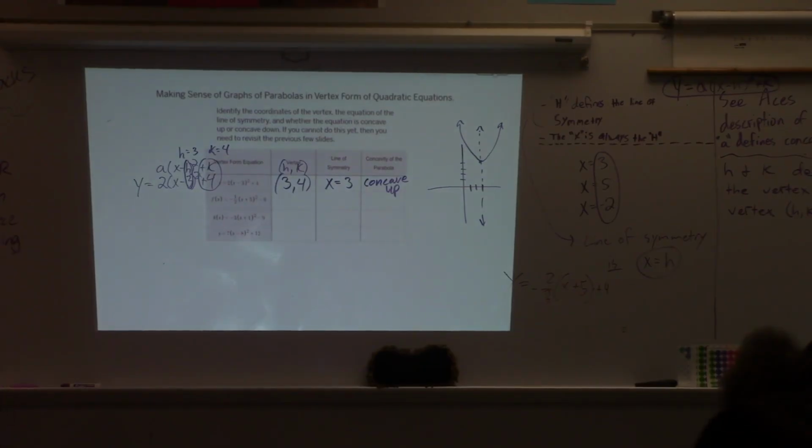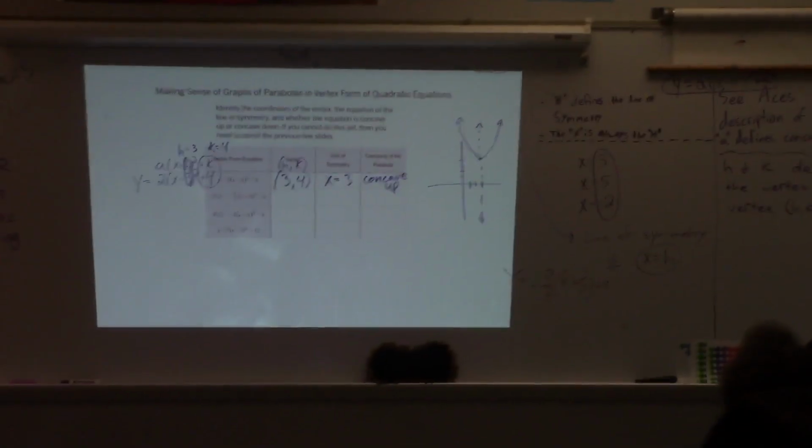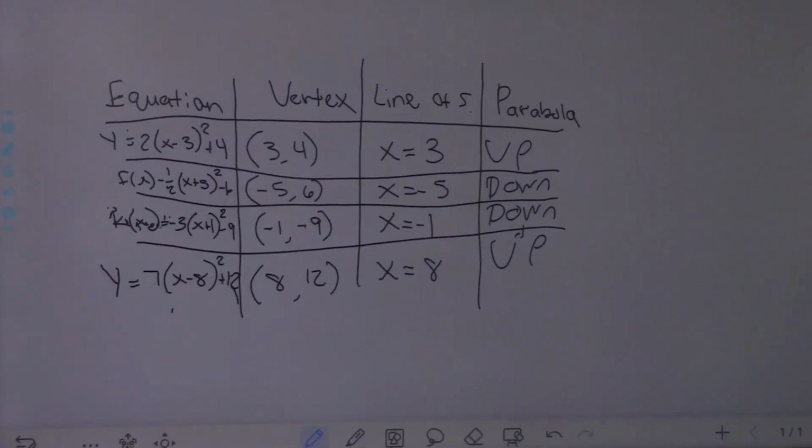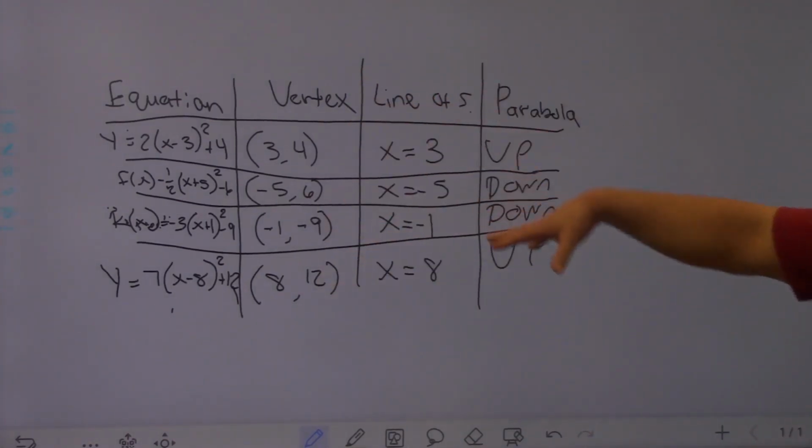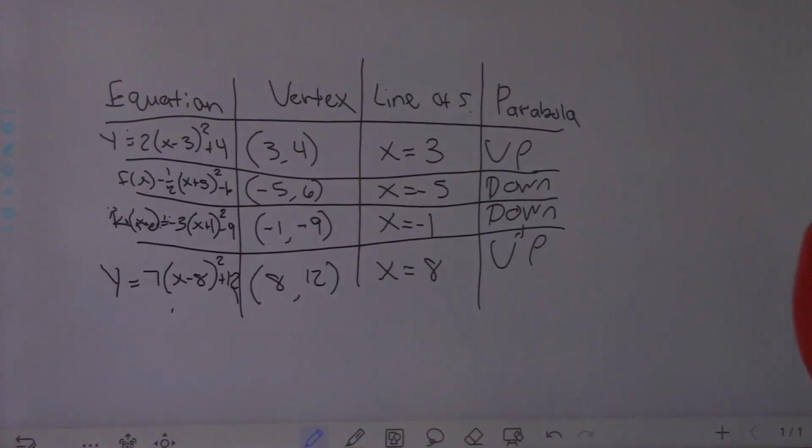This is on slide 8, by the way. Let's talk about it and let's look at it really quickly. So I'm just going to use the ACEs work. And so a lot of us are getting there for sure. Does everyone agree with all of the vertices, the line of symmetry, and the concavity that we see up here? Is that the same answer that all of y'all got?